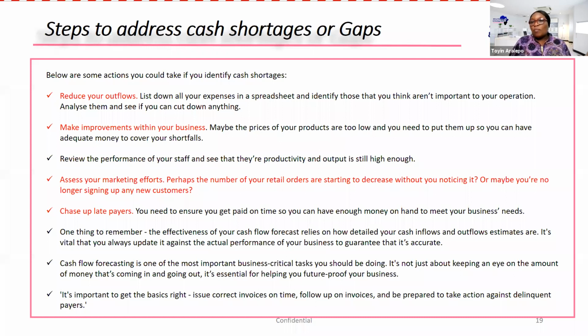Then do you need to do some promos or some marketing, to ensure that the items move very fast? Then are you chasing your late payers, your customers? Are you following up? Have you made it easy for them to pay you? Do you have maybe POS? Can they pay through your account number, through direct transfer? So have you made it easy for your customers to be able to make payments, right?